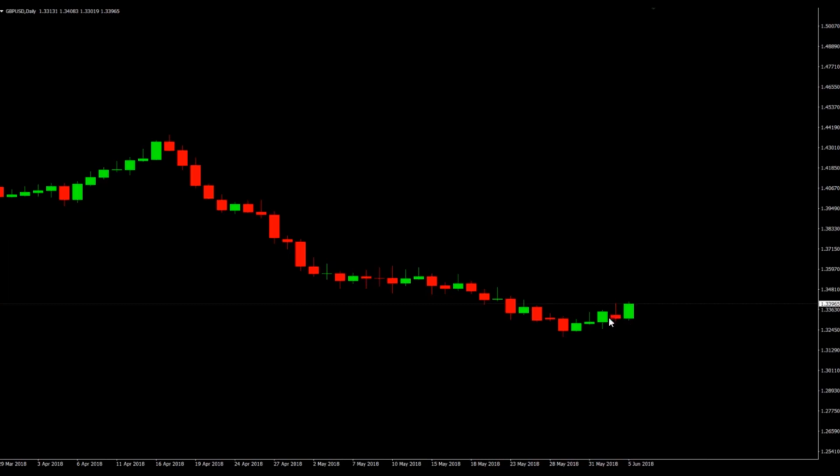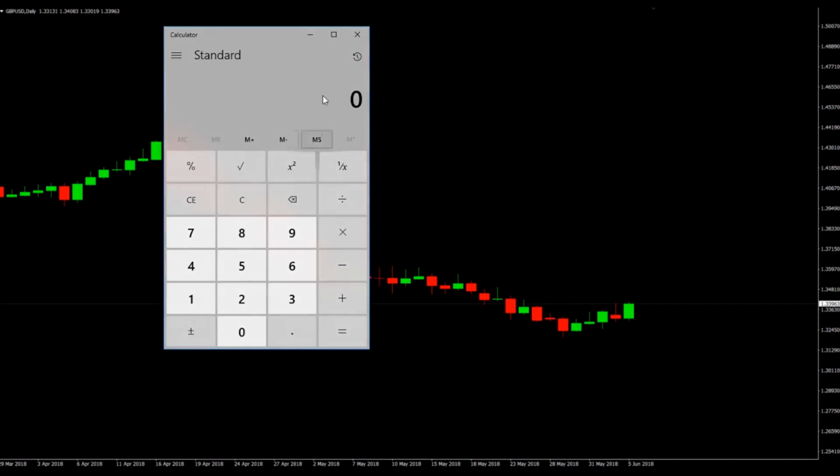All right, so here you can see that the high price is 1.3398, the low price is 1.3294, and the closing price is 1.3314. So in order to calculate the pivot point, I need to open my calculator.